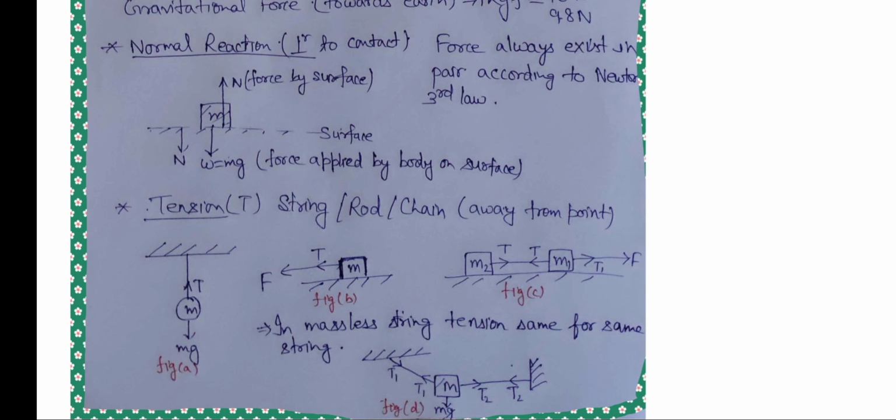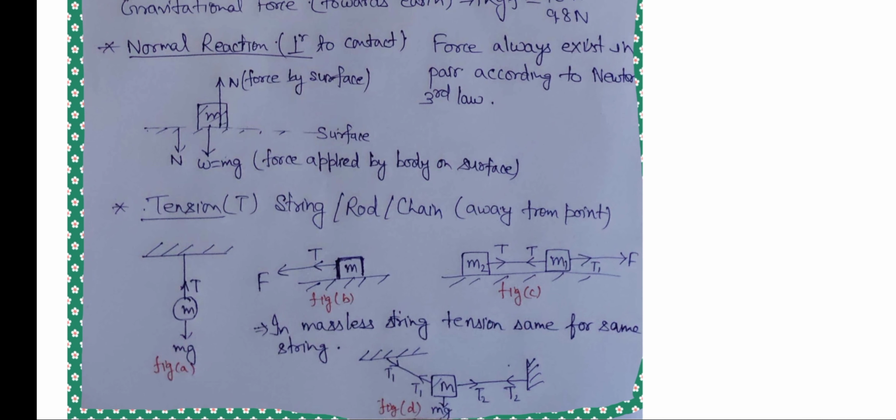This is hanging from a string, so there will be tension, and tension is always away from the point. Now the mass is the point, and we know that gravitational pull is always towards the earth, so it is downward mg, and upward will be the tension. So figure A shows the FBD as T equals mg, because we are always assuming balanced forces. The upward force is the tension, and the downward force is our mg.